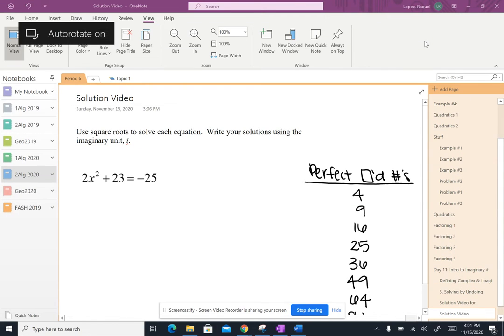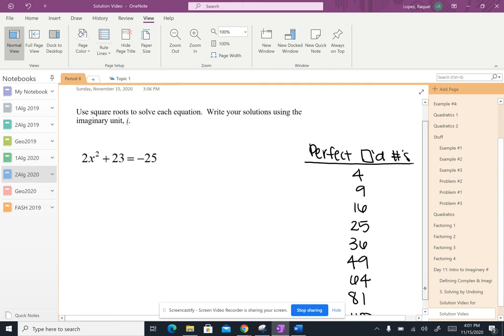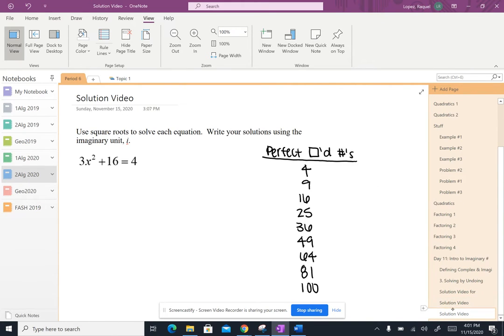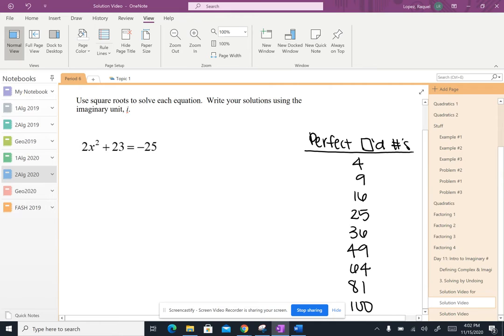Alrighty, Algebra 2. In this video, we'll be going over solutions to two problems. So this is the first problem, and this will be the second problem. Let's start off with this one. So we are going to use square roots, and they want us to write our solutions over imaginary numbers. So let's go ahead and get started.